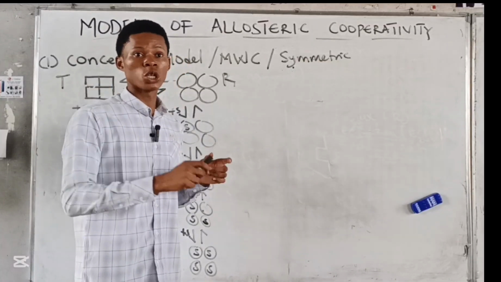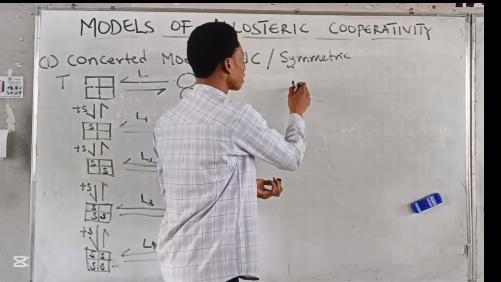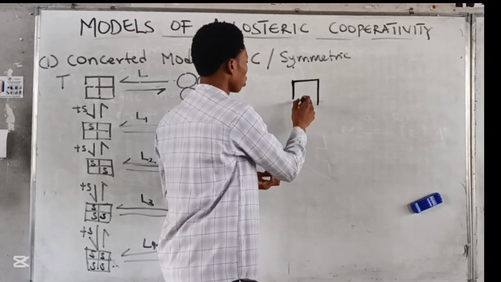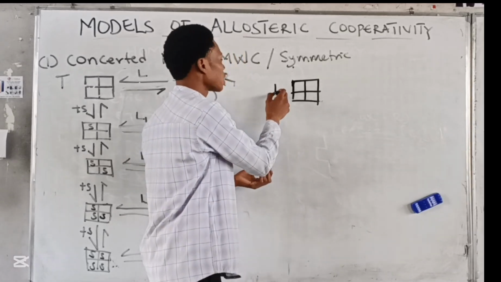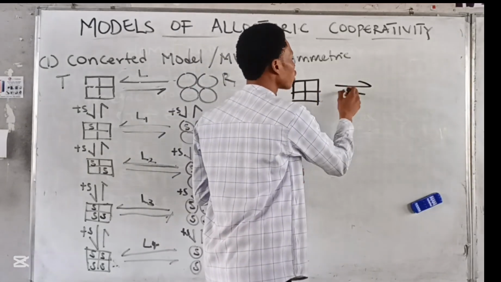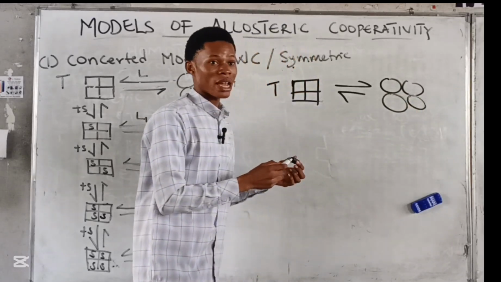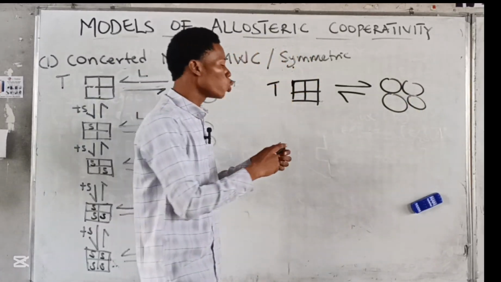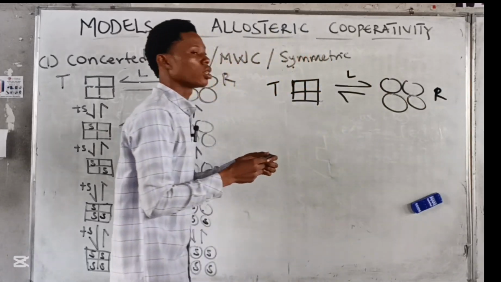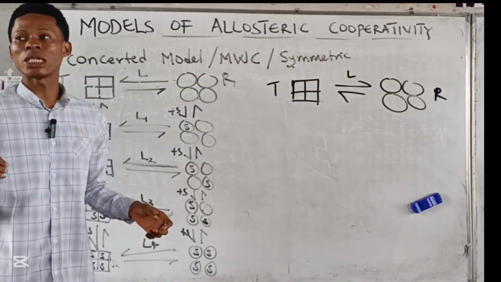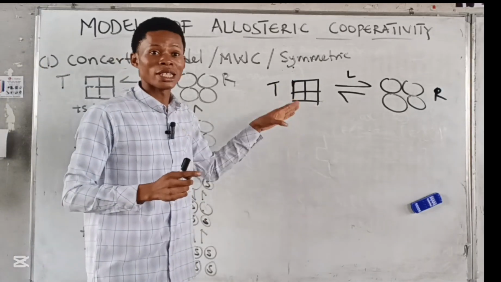Diagram on the board, please listen up. All you have to do is to write: this is a tetrameric protein, right? And this is in the tense state. Then interconvert all of them at the same time to the relaxed state, right? Once you do this, brothers and sisters, you are almost done. All you have to do at this point is add substrates one after the other. You put substrates in them one after the other.